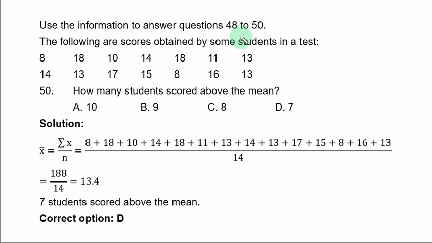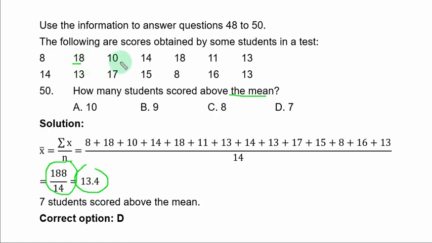Question 50. How many students scored above the mean? So you have to get the mean first before you know how many students scored above the mean. To get the mean, you simply add all the scores together and divide by 14, because you have 14 scores. There is no arrangement of any order. You simply add, and you have 188 over 14, and that is 13.4.